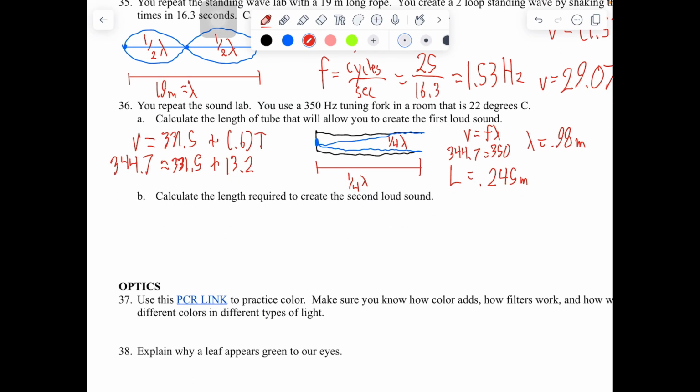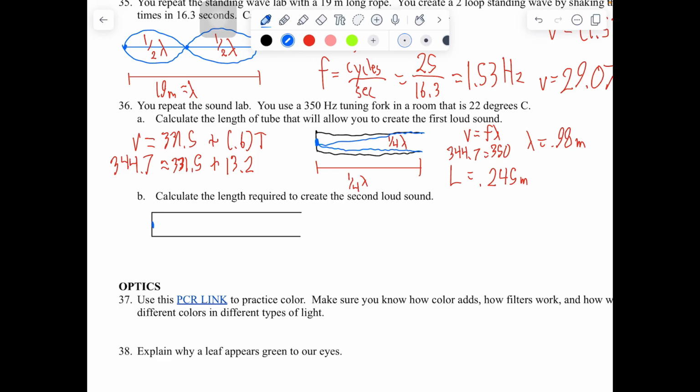B, calculate the length required to create the second loud sound. Well, here, we're still working in a pipe. We still have the same rules. We need a node at our closed end, an antinode at our open end. So let's draw this in. Node here, what this pattern will look like.